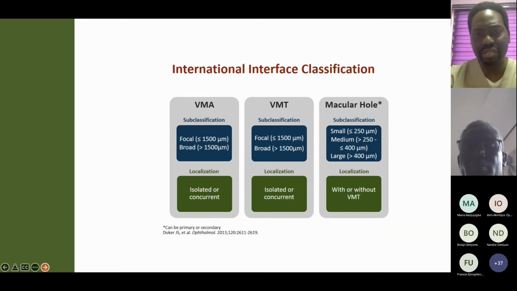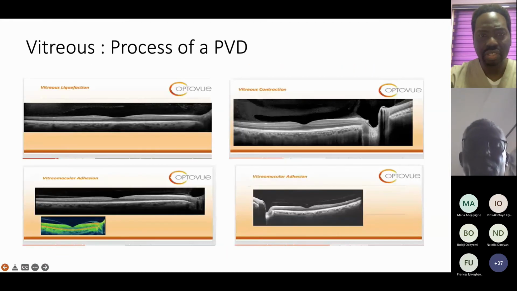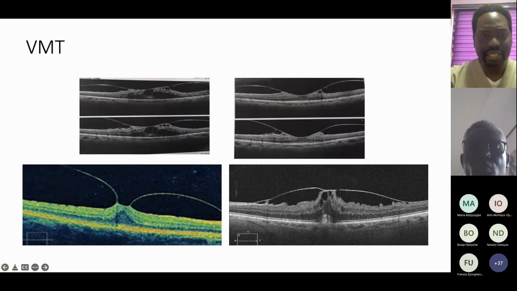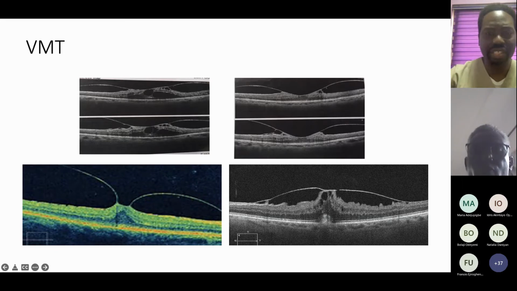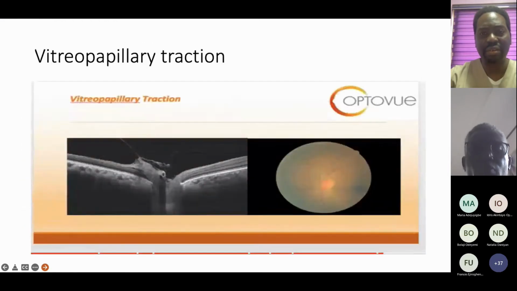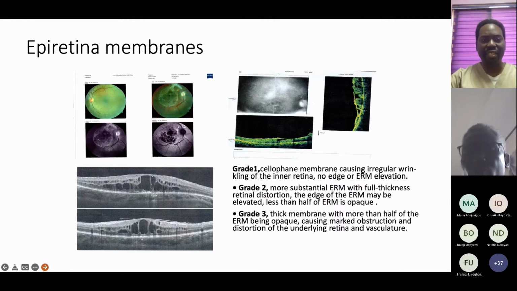All these things were done using the OCT. Now you can actually use your OCT to measure the base, to see how big. There are calipers on the OCT that can be used to measure whether this is focal or broad based, and the cutoff point is the disc diameter, which is 1,500 microns, as we see here in the international classification.